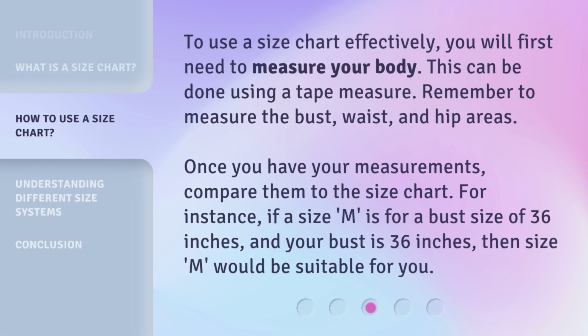To use a size chart effectively, you will first need to measure your body. This can be done using a tape measure. Remember to measure the bust, waist, and hip areas. Once you have your measurements, compare them to the size chart. For instance, if a size M is for a bust size of 36 inches, and your bust is 36 inches, then size M would be suitable for you.